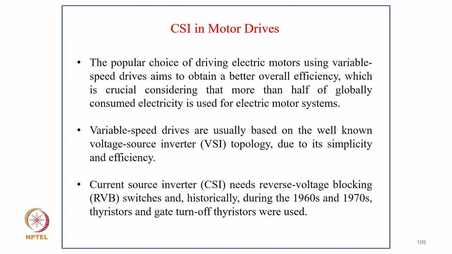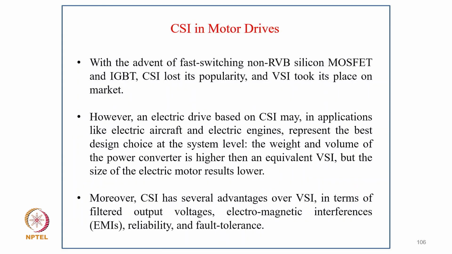And third, the current source inverter needs reverse voltage blocking ability switches, and historically during the 1960s and 70s thyristors and gate turn-off thyristors were used. And typically with the advent of fast switching silicon MOSFETs and IGBTs, CSI lost its popularity and VSI took its place on the market. However, an electric drive based on CSI may, in applications like electric aircraft and electric engines, present the best design choice at the system level.